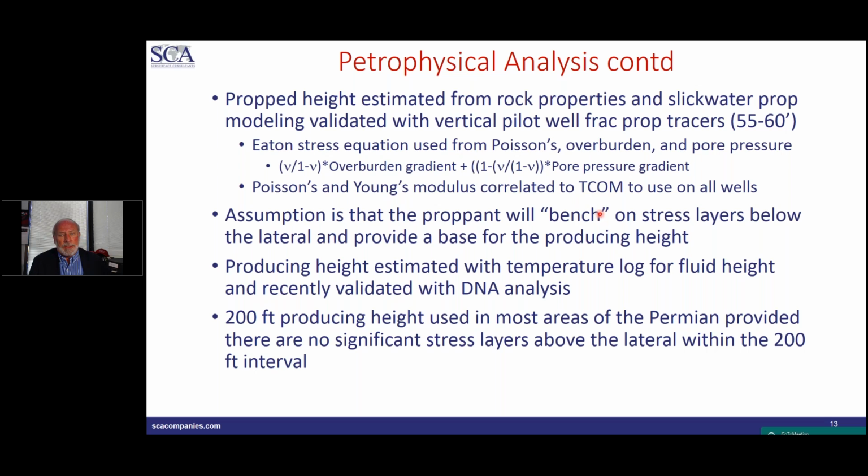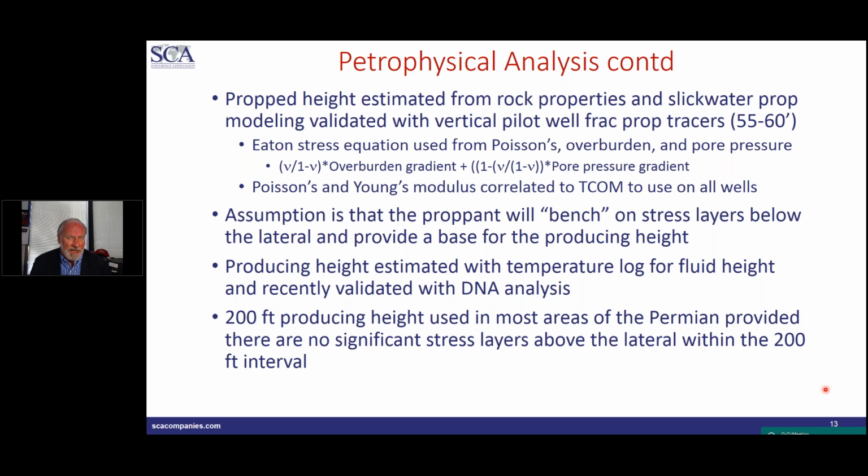You might get something that looks like a barrier that really is not. So we try to use both, integrate both of them, and come up with a final Poisson's ratio that's a function of the measured and the empirical to smooth those out. The assumption is that the proppant's going to bench on a stress layer below the lateral, and then you take the propped height, which is fairly well documented. We'll show you some examples of that, and then tack whatever you think is the producing height on top of that, and we'll show you where we're getting that.